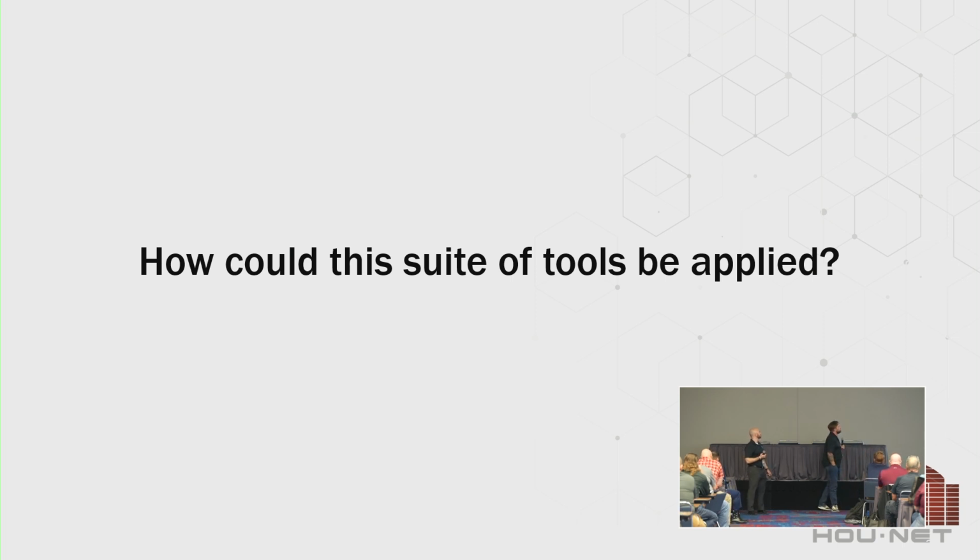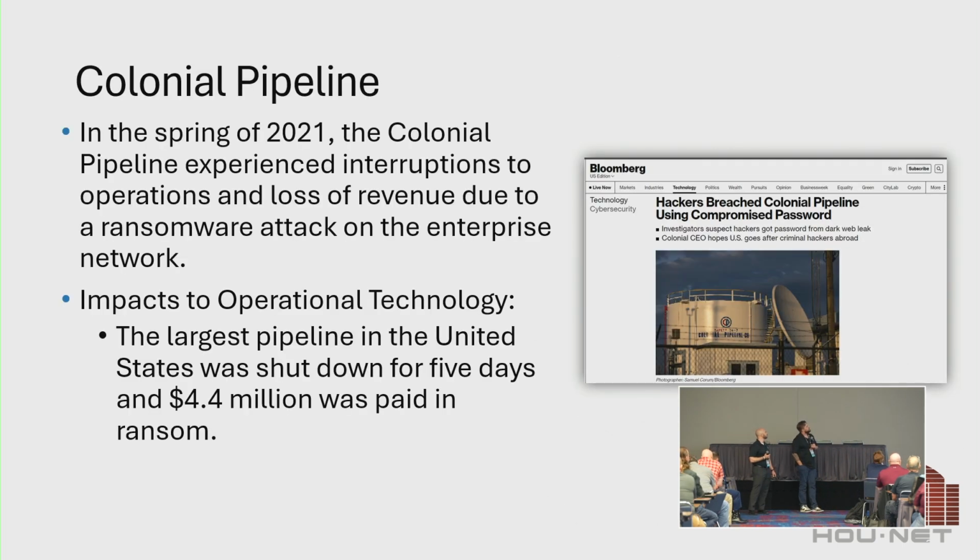So how could this be applied? Oh yes. So this is what we did for 2 years. So things like this, we know that Colonial was breached and they had a ransom attack that didn't necessarily get into their OT. We're not saying that, but we're saying there was an impact that caused the loss of revenue and productivity, and they had to shut down. There was a loss of availability.